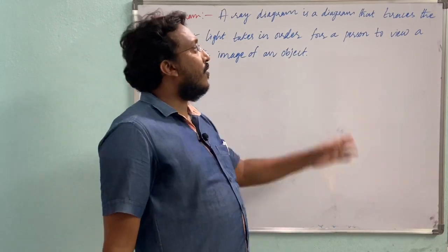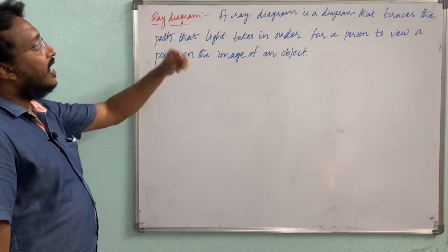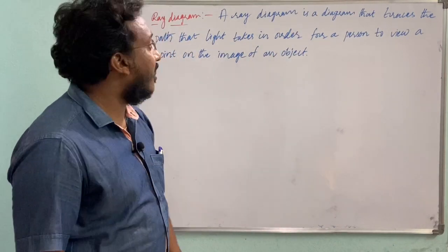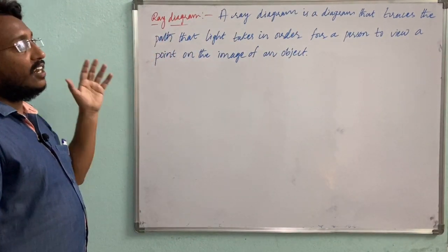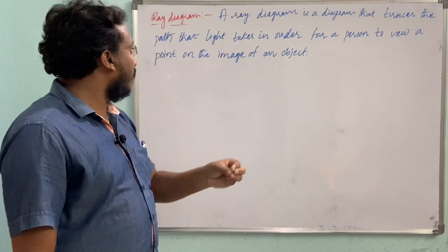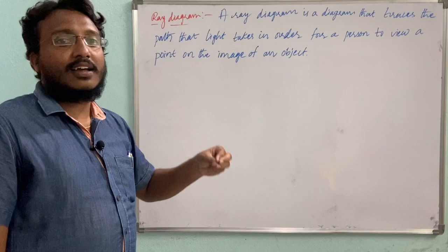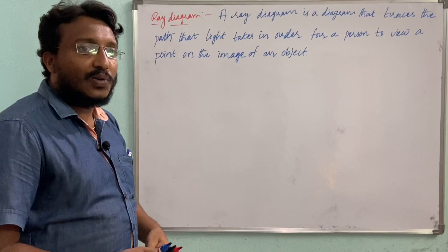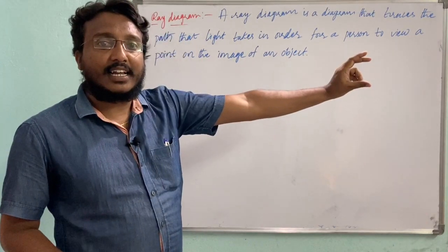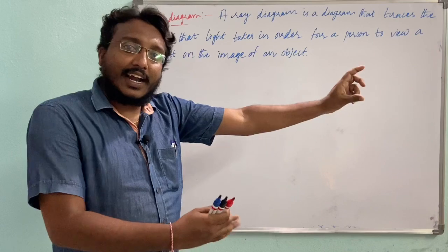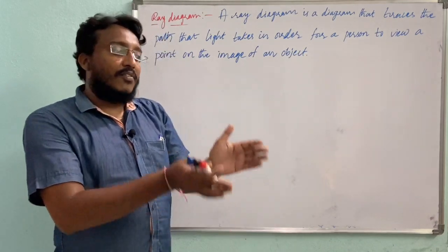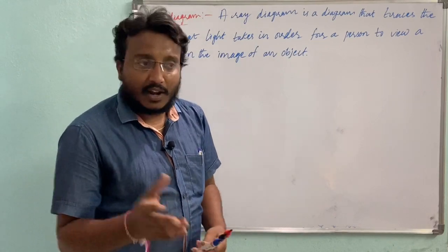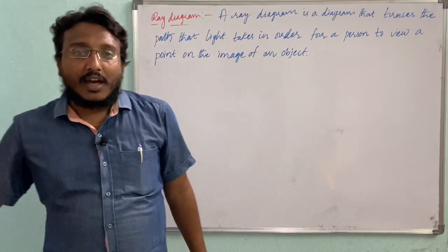Okay, then here we have the ray diagram definition. A ray diagram is a diagram that traces the path that light takes in order for a person to view a point on the image of an object, right? By the ray diagram we can know the position of the object and the position of the image. And while seeing that ray diagram we can also judge the characteristics of the image. Okay, now we are going to discuss the ray diagram.